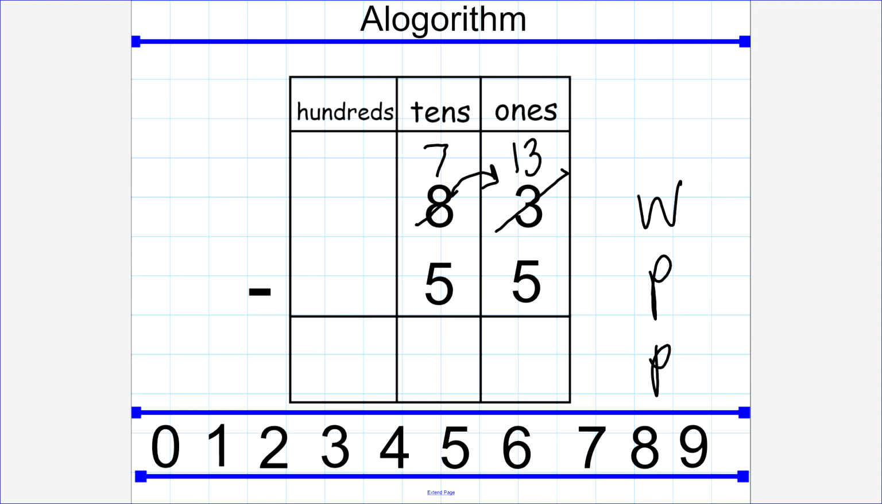Use your combined distance from 10 strategy to subtract 13 minus 5. Oh yes, I respectfully agree. 13 minus 5 equals 8. Now look at the tens place. 7 is our whole and 5 is a part. Our whole is larger than our part, so we can subtract. Think, what is 7 minus 5? Yes, 7 minus 5 is 2, so the answer in the tens place is 2. 83 minus 55 equals 28.